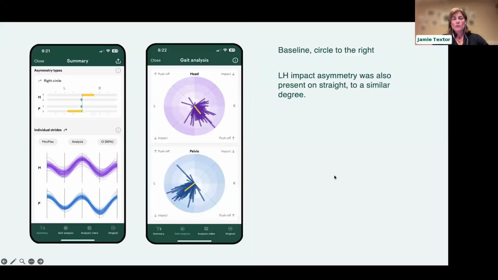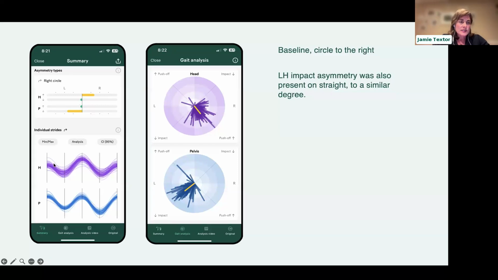Okay, so I'm hoping that most of you have seen some Sleip results before, but I'm going to have to quickly go through it for those that might not have. This is the summary page where we land, and it tells us about the asymmetry that was detected in the horse we just saw, okay? And it is specific to that circle we just saw, which is the right circle. That's the one I'm showing you here. Now, this guy was also showing a left hind impact asymmetry on the straight line to a similar degree, but the example I'm choosing to show you is the right circle recording.